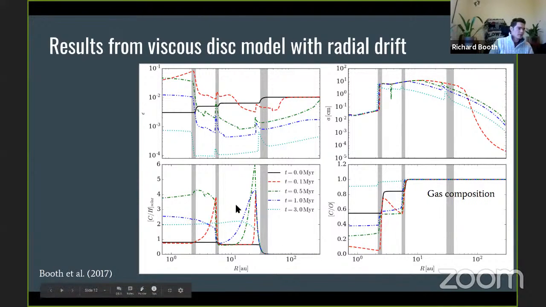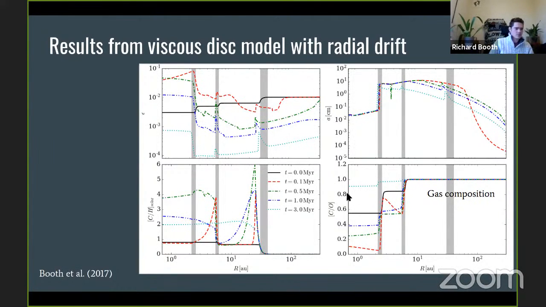So you get these peaks at the snow lines initially, and then over time, as the dust to gas ratio drops and the amount of supply of dust and molecules decreases, then these peaks start to get diffused out by diffusion and transported through the inner disk through accretion.